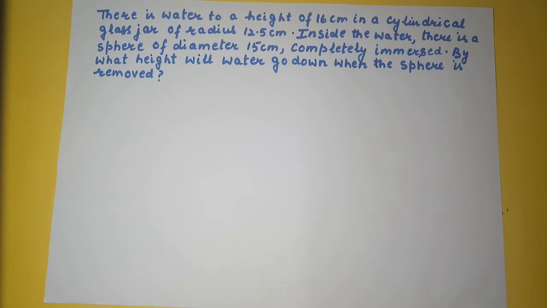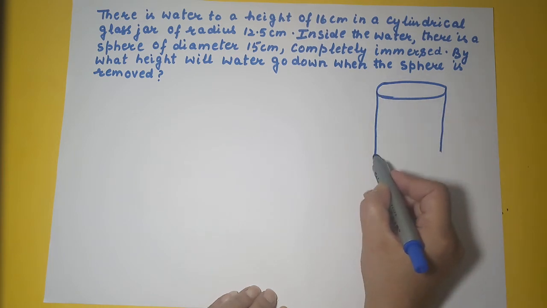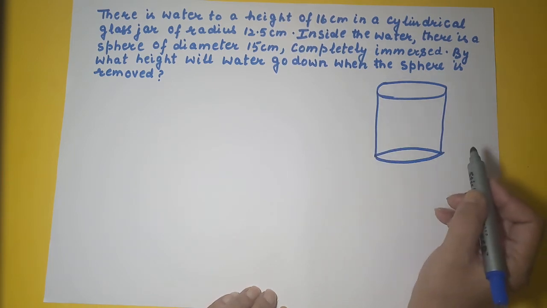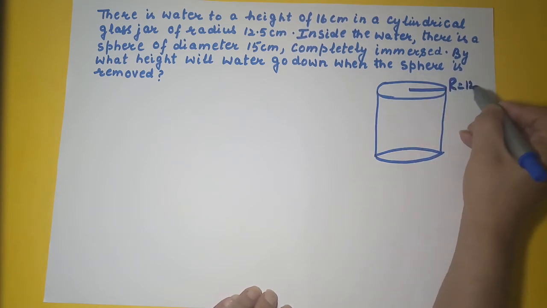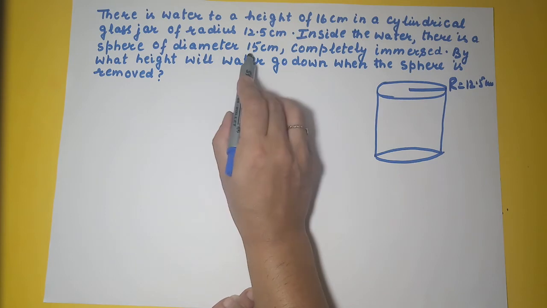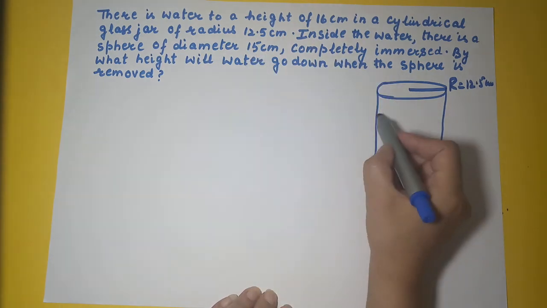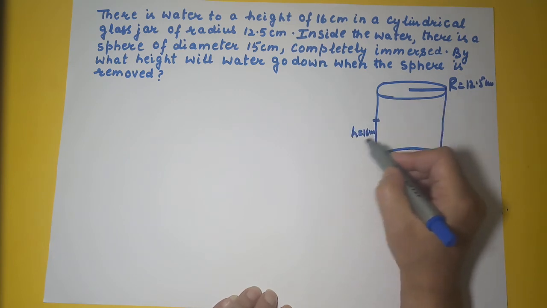Okay. Now another one. In this question, there is water to a height of 16 centimeter in a cylindrical glass jar of radius 12.5 centimeter. Okay, so we have a glass jar which is cylindrical in shape. Let's first write the radius. Radius of this jar is 12.5 centimeters. Water level is up to a height of 16 centimeters.